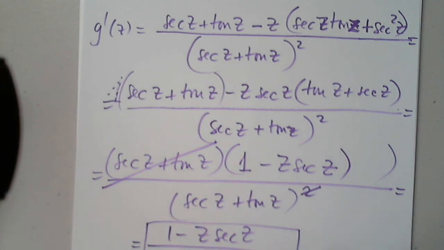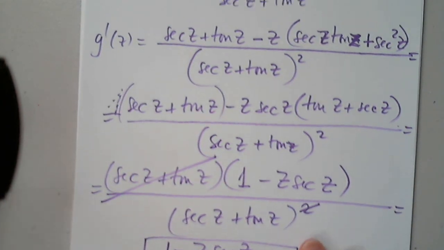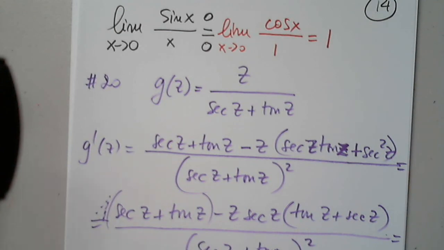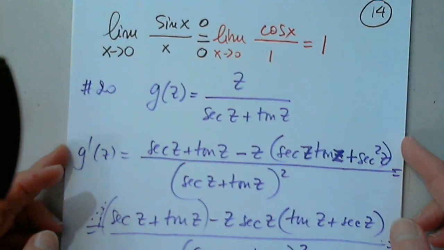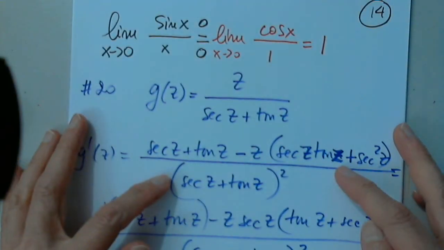I have a question, please. Yes, any question? Like the first equation, saying that the negative z open bracket secant z minus z. I thought we were supposed to differentiate secant z plus tan z.